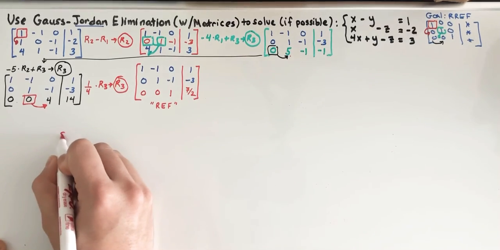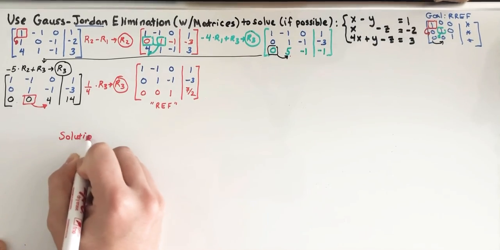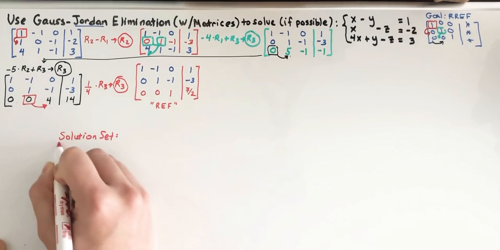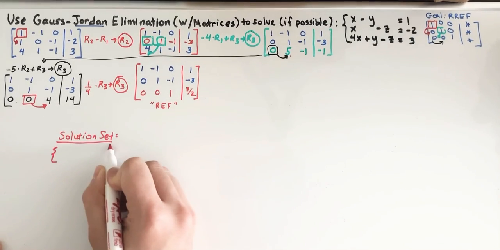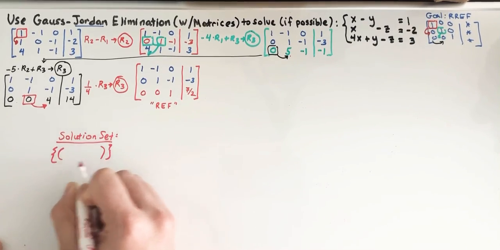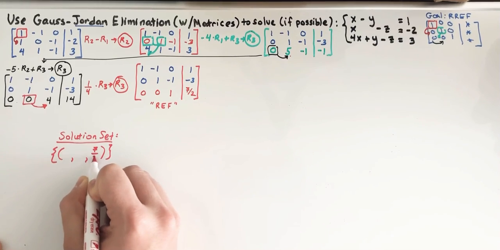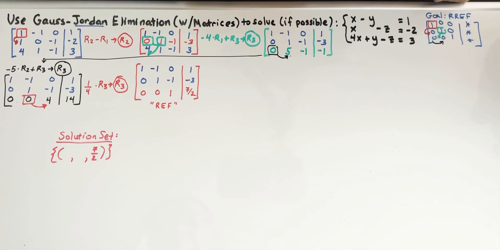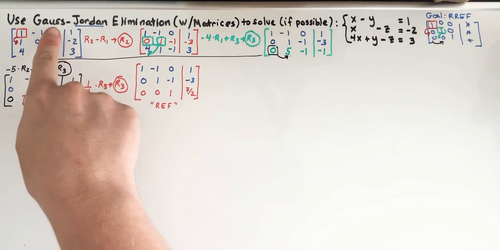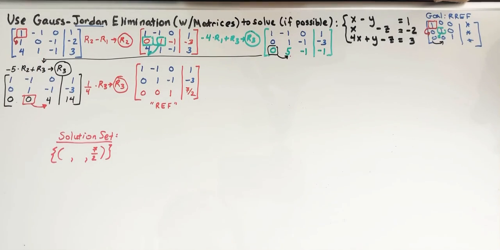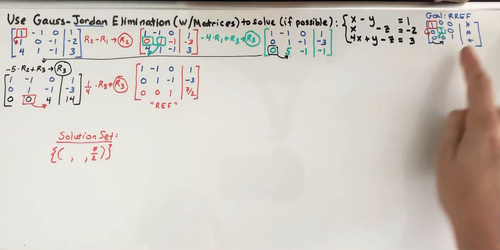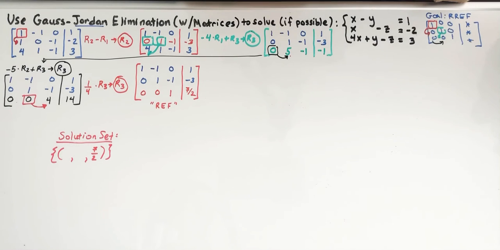So I could already go to my solution set, noticing that I do have one independent solution for this consistent system. And I already know for the ordered triple what z is. Z is 3.5, or 7 over 2. Okay, so I already have that part. But I'm not going to stop there because they asked me to do this problem with Gauss-Jordan elimination, which means I need to continue to get zeros above the diagonal of ones.